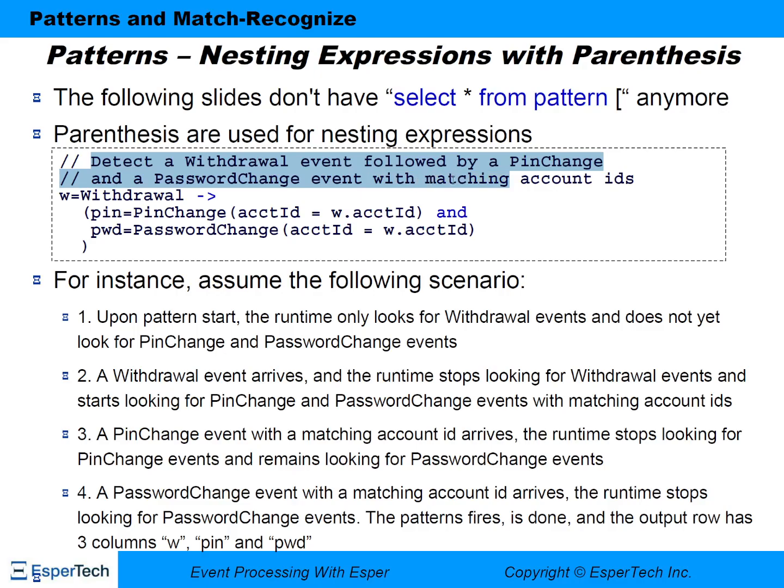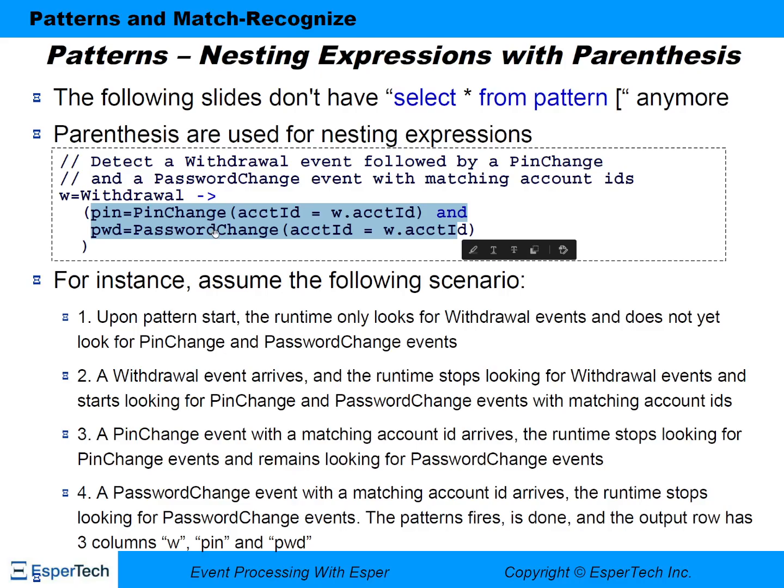Imagine that we want to detect a withdrawal event followed by a PIN change event and a password change event with a matching account ID, wherein the PIN change and password change events must always come in after the withdrawal event but can come in any order. The text is W equals withdrawal followed by parenthesis, PIN equals PIN change and PWD equals password change.